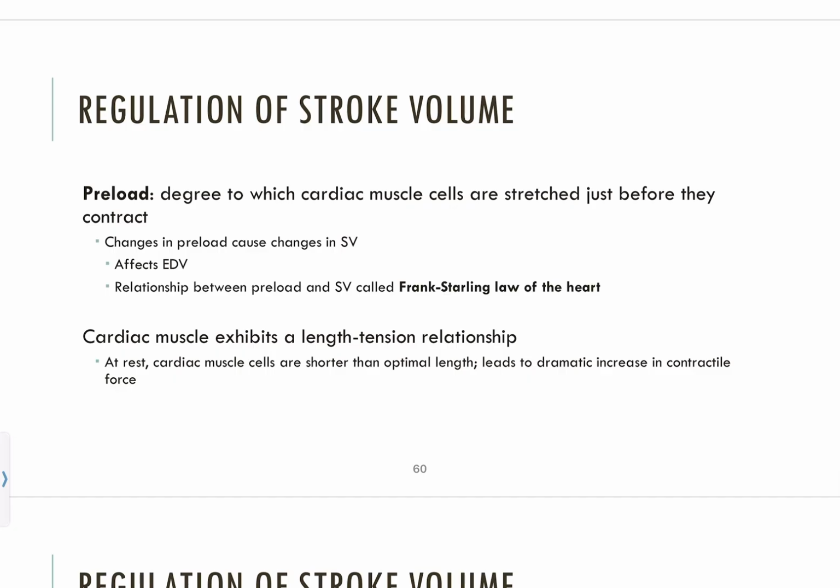So preload is really referring to the stretchiness of cardiac muscle cells before contraction, and it's going to be influenced by how much blood we're actually returning to the heart, which is referred to as venous return. So the greater the preload, that's going to lead to a stronger contraction, and this relationship is described by the Frank-Starling law of the heart. Exercise and slower heartbeats can increase our venous return. This is going to boost our preload and our end diastolic volume, and thus our stroke volume and our cardiac output.